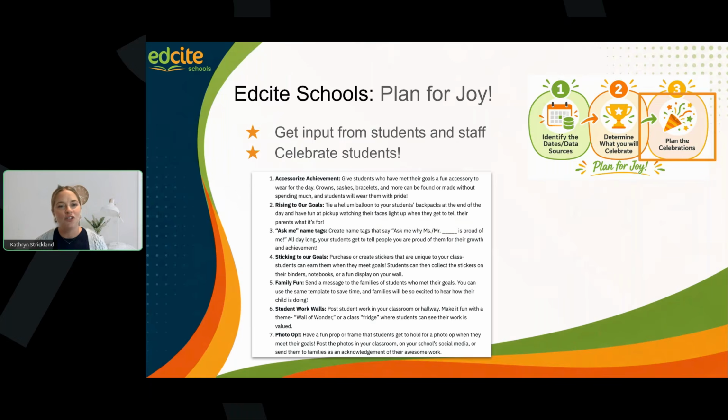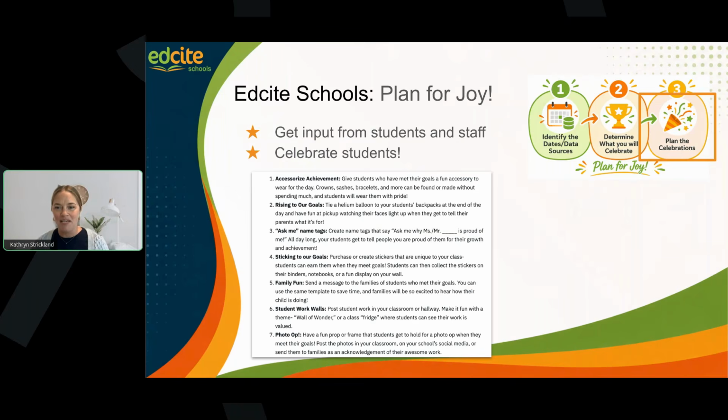I've seen teachers do this so well. They'll give kids a fun accessory that's unique to their class, and they get to wear it for the day. Crowns for earning a certain level on an exam, sashes for showing growth, bracelets for completing a certain number of assignments, right? Things that can be found or made without spending a lot of money, but really give kids that, like, oh, I got a master's crown for this unit exam, makes them feel really special.